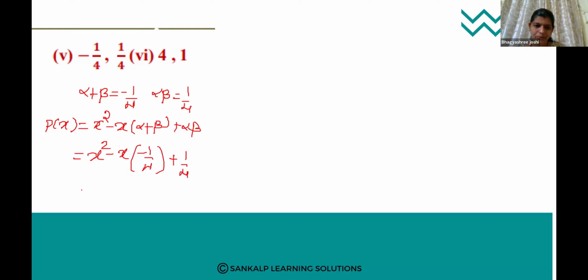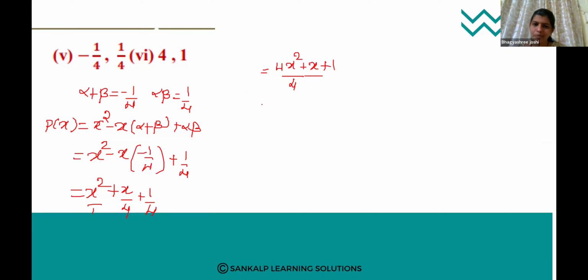is 1 by 4. X square minus into minus plus x into 1, that is x divided by 4 plus 1 divided by 4. Now, dear children, what is LCM here? 4, here also 4 is there, here also 4 is there, here 1 is there. That means 4 is LCM. So 4 is LCM means in the first term, I need to multiply by 4. Then I will get 4x square plus x plus 1.